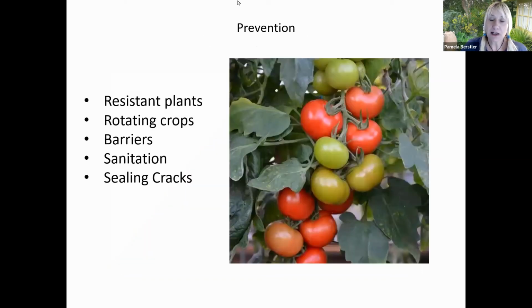Prevention includes plant selection, making sure that you're getting healthy plants from the very beginning, and that if they are food cultivars, they're resistant to particular pathogens, making sure that you have a diversity of crops. So rotating crops is one thing, but diversity is what we're talking about. Make sure you've got polyculture, creating barriers, and sanitation, which means keeping an eye on things and keeping things clean.